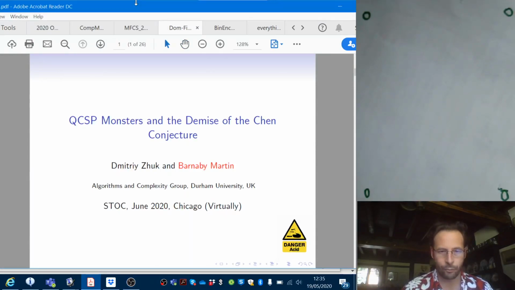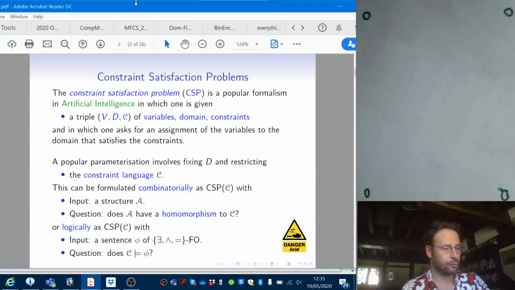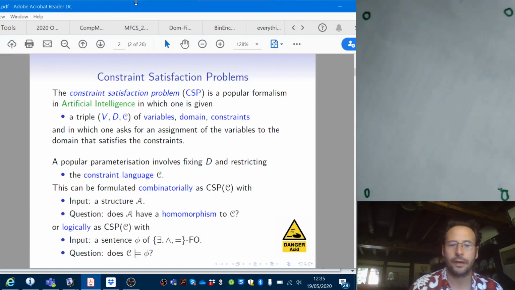So let's begin with the constraint satisfaction problem. The constraint satisfaction problem is a popular formalism in artificial intelligence in which one is given a triple: the variables, the domain, and the constraints, and in which one asks for an assignment of the variables to the domain that satisfies the constraints. And the most popular parameterization in the field of constraint satisfaction problems is where we fix the domain and we restrict the constraint language to be only from a certain set of relations.